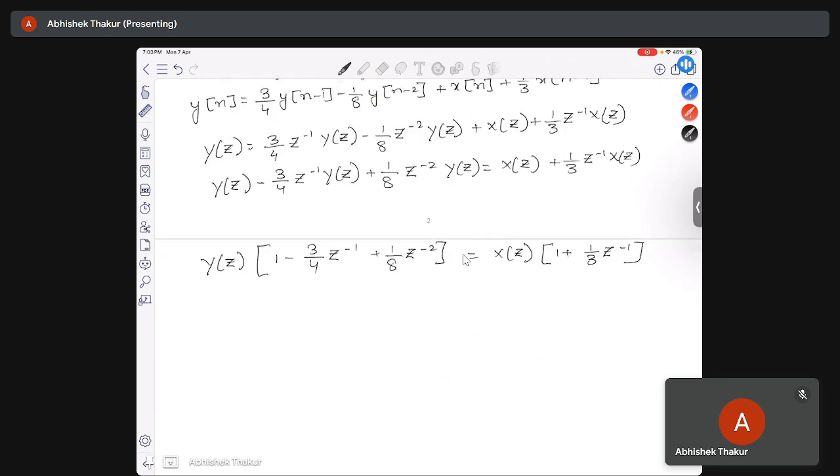So what is H(z)? The transfer function H(z) is equal to Y(z) divided by X(z), the output response divided by the input response. So we'll get here H(z) = (1 + 1/3 z^-1) divided by (1 - 3/4 z^-1 + 1/8 z^-2).